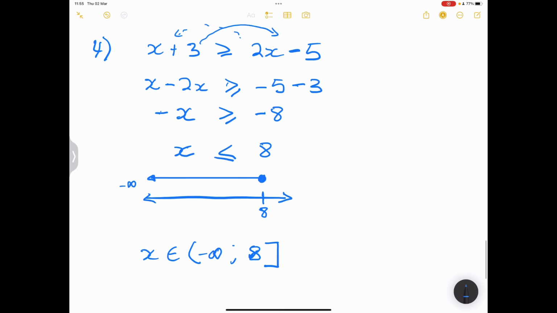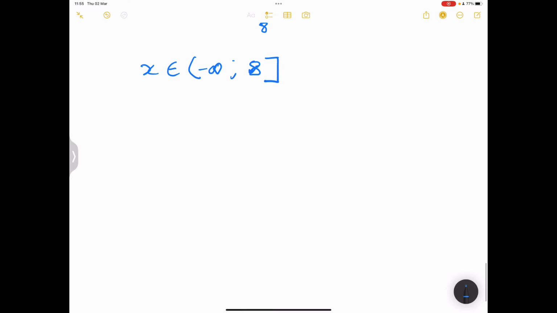All right, that is how the cookie crumbles, ladies and gents, and I want you to try this one on your own, and please just comment and tell me what you get as your final answer. So I'm going to take x minus 4 which is greater than or equal to minus 3x minus 6. Please just try that one on your own and then let me know what you get.